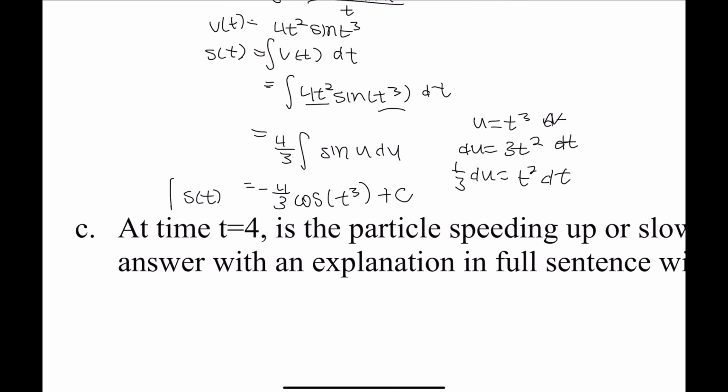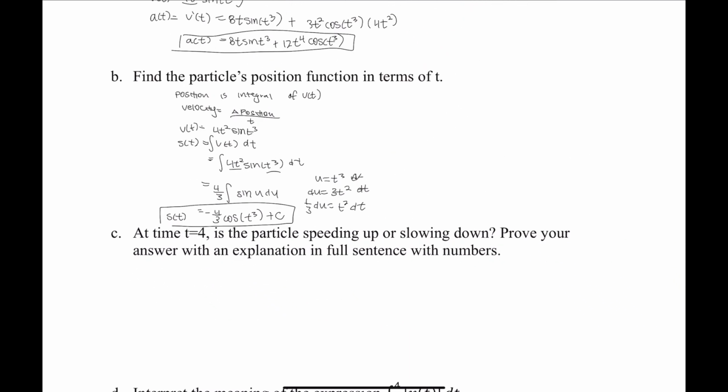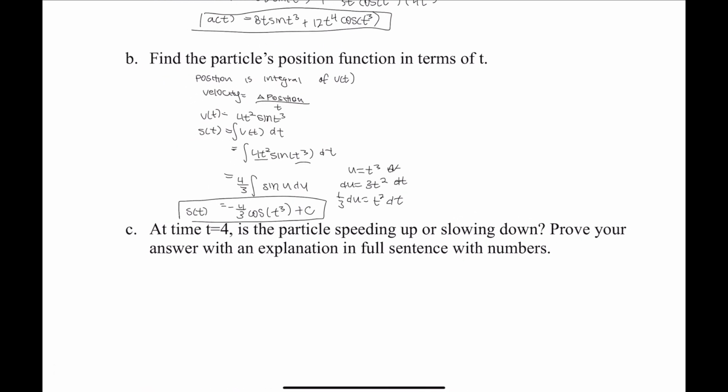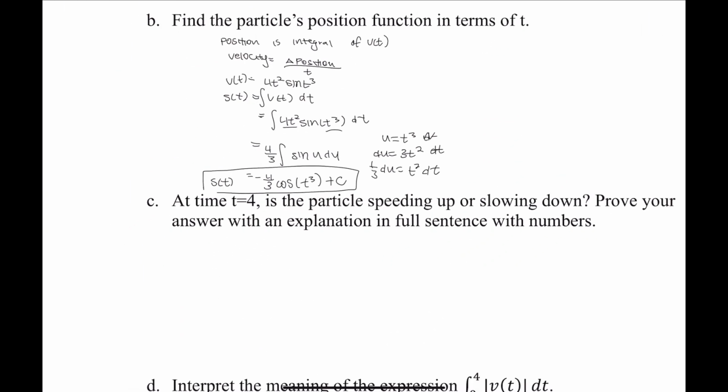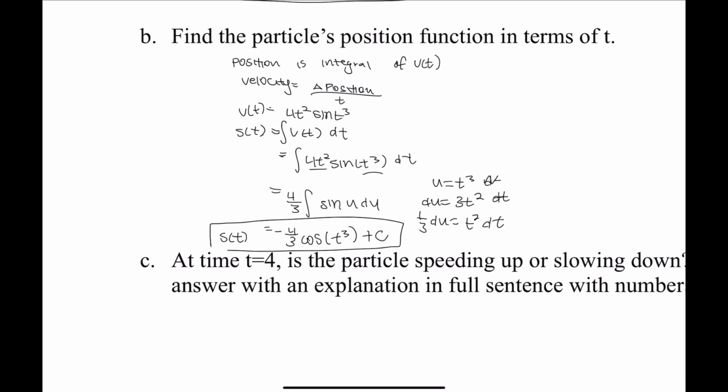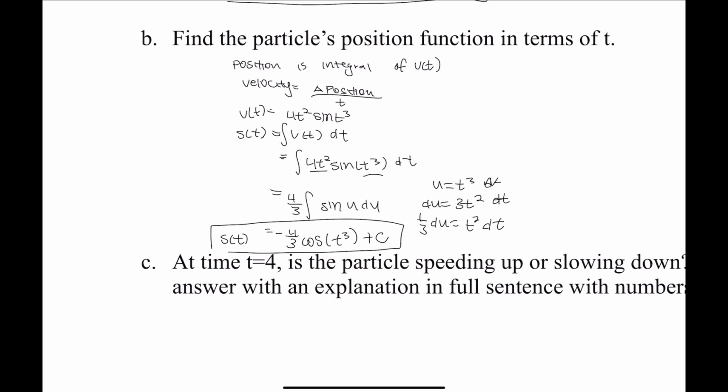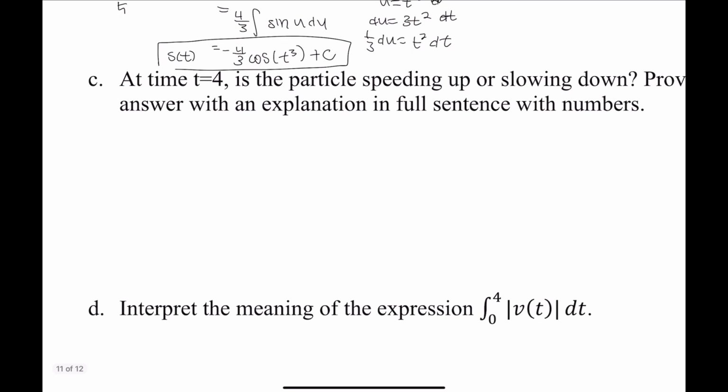Alright, and then if you have a given initial condition, then you can plug that value in to see what value of c would be included in the position function. But we don't have that right now, so we're just going to skip that part. If you're given an initial condition, like if the position at t equals 0 is 5, then you can plug t equals 0 into this equation, and 5 into s of t, to find the value of c. But right now we don't have that, so we're just going to skip that.